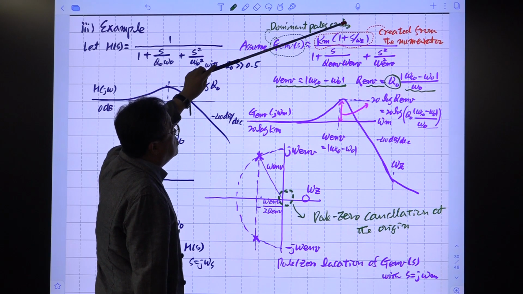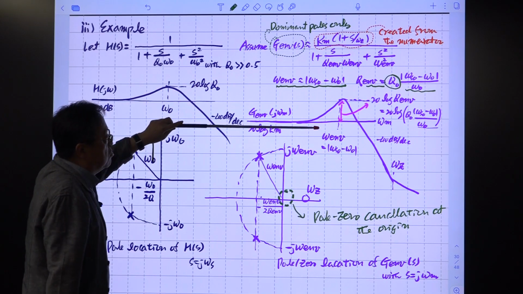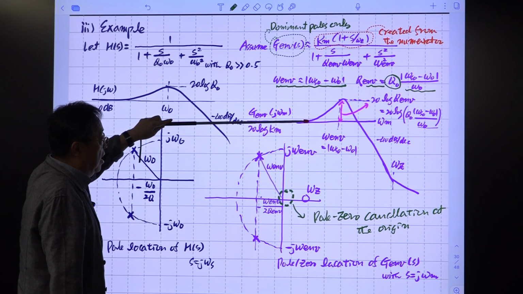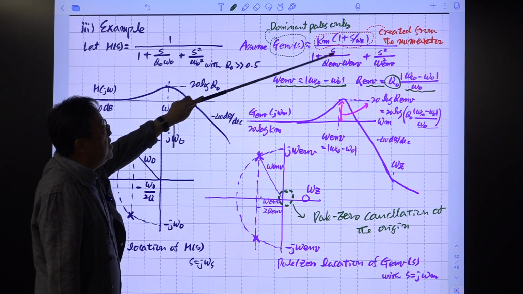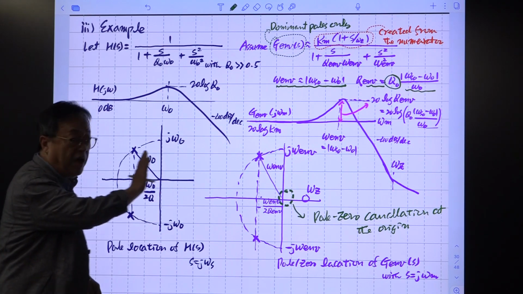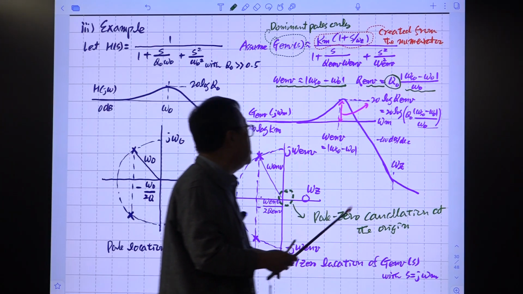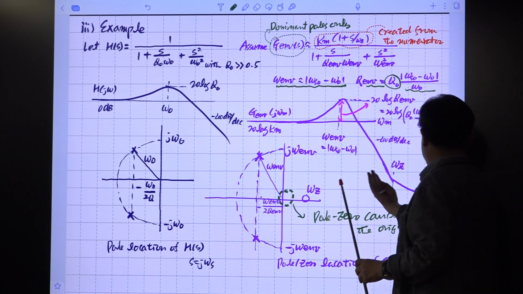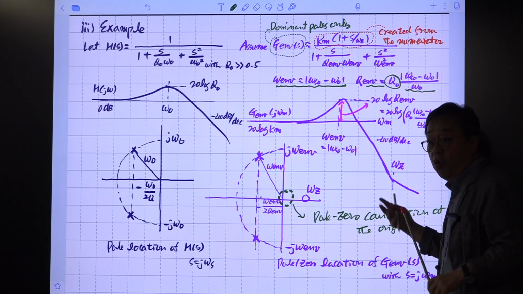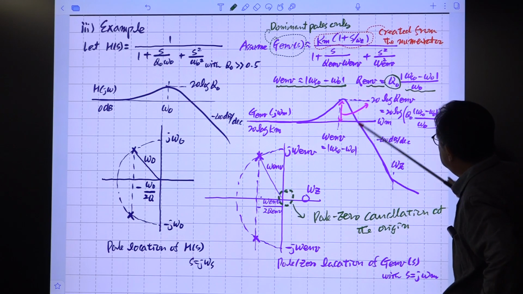Then the Bode plot of this transfer function. This is the DC gain, 20 log km here, and the zero is coming at very high frequency usually, much higher than these poles. So most often we ignore this, and we only play with the denominator.